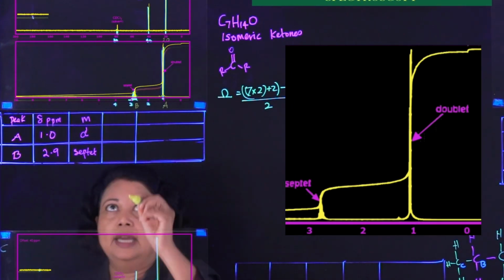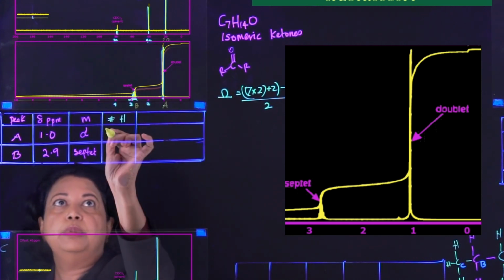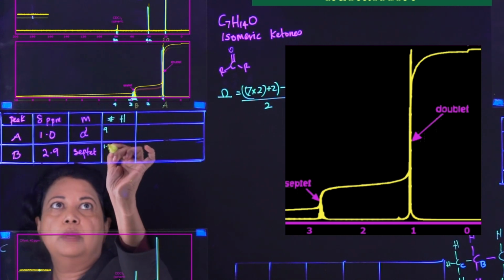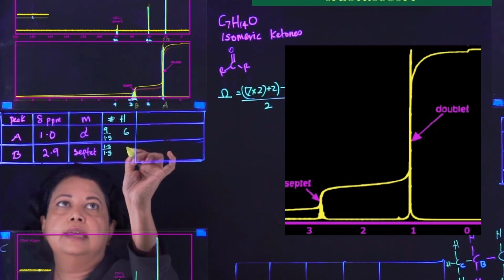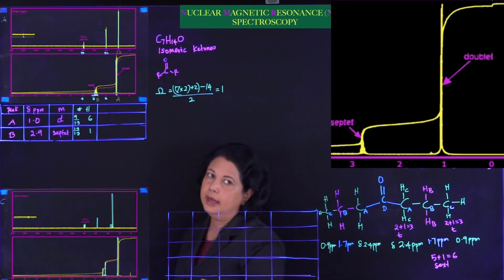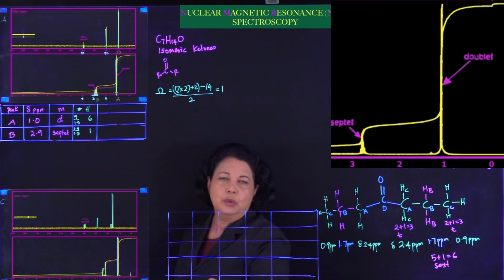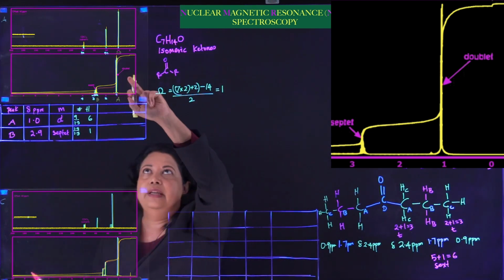So let's write that down. Number of hydrogens. This is going to be 9 centimeters. This is 1.5. Divide both sides by 1.5. That is going to be 6 to 1. Oh, we've seen 6 to 1 and doublet septet. What do you think that is? That's right. Let's write it out here.